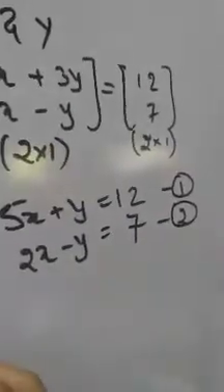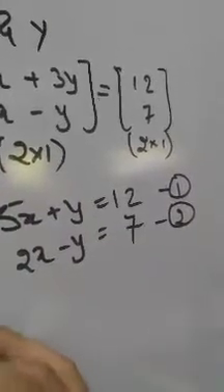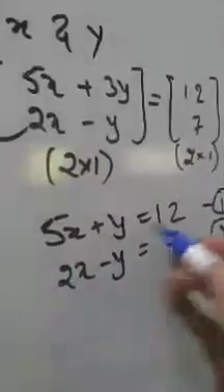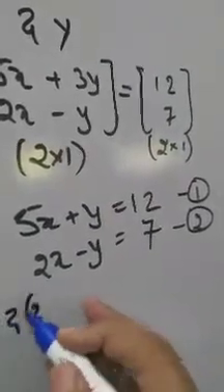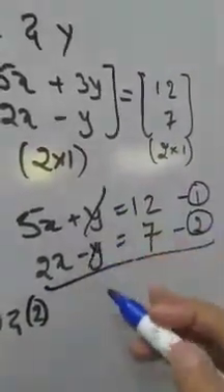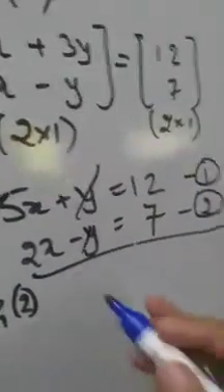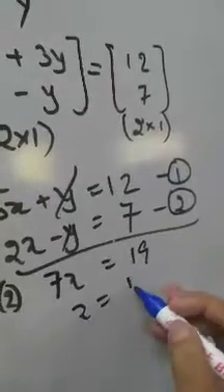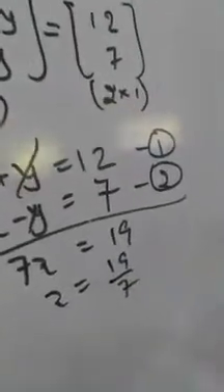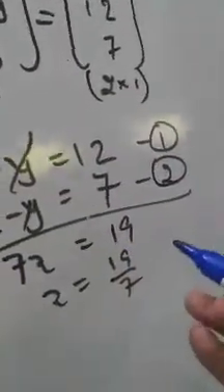Now adding 1 and 2, I have to get x and y. So once I get the equation 1 and 2, simultaneous equation method I will solve. So plus y minus y cancel. So it is 7x is equal to 19. So x is equal to 19 by 7. Okay, then you have to get y.